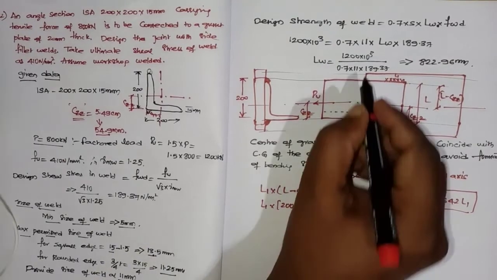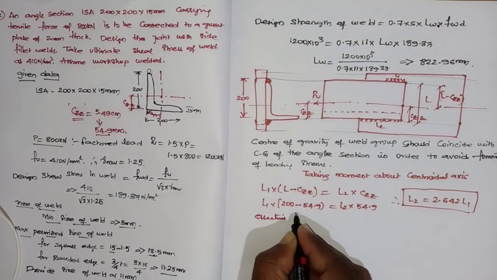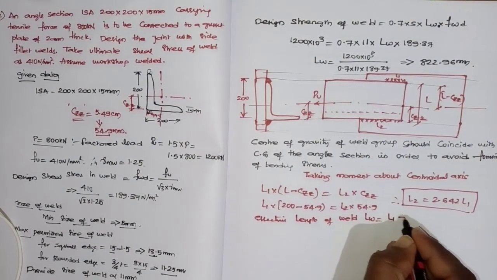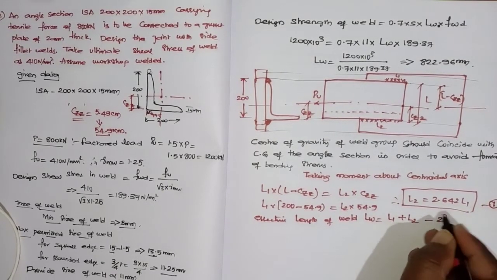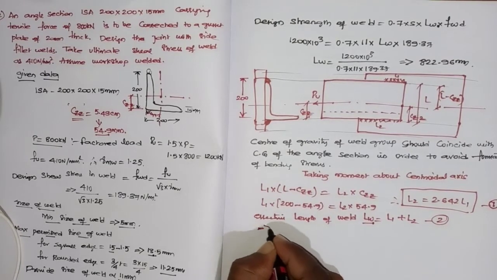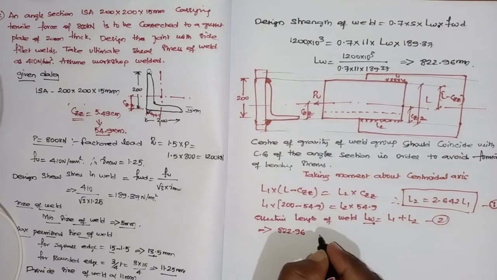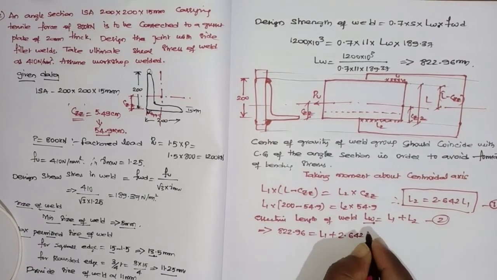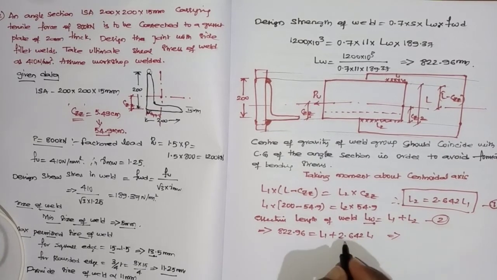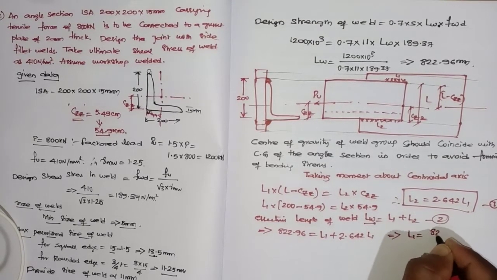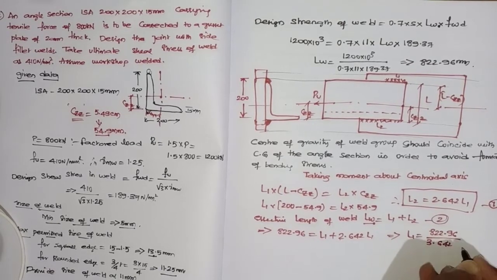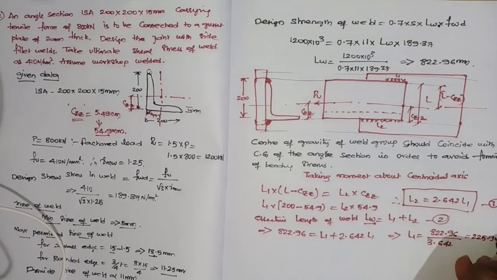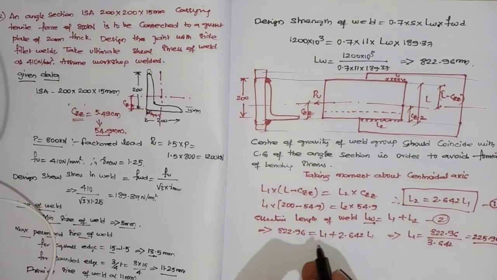Now, the effective length of weld LW equals L1 plus L2. Consider this as equation 1 and the other as equation 2, and substitute. LW total you got as 822.96. So 822.96 equals L1 plus L2, and from equation 1, L2 is 2.642 L1. So 2.642 plus 1 means 3.642. L1 equals 822.96 divided by 3.642, which is around 225.9 mm. Now I got L1.